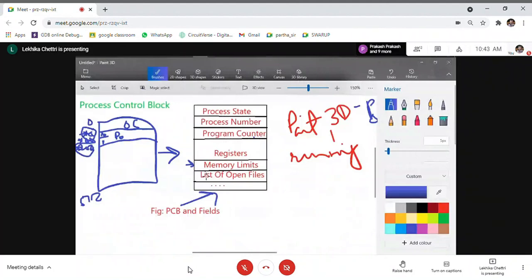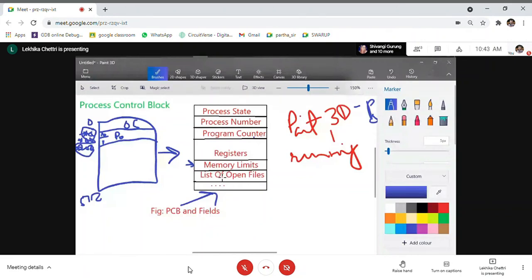But this field is optional. The list of open files field is not there in every operating system. In Windows you will find it, and in Linux I think it is there, but other than these two, it's not compulsory.